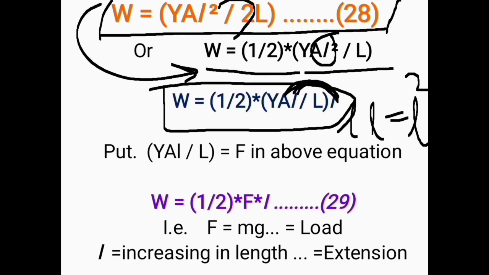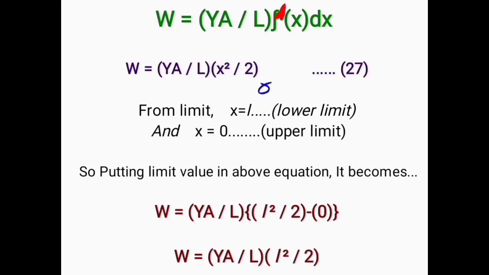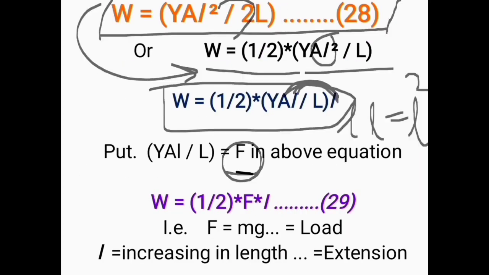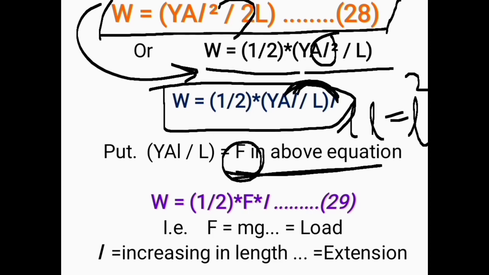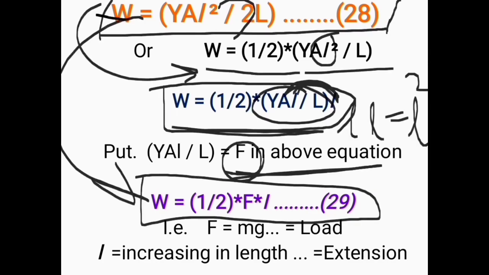And recently we have studied that Y A small l divided by capital L is nothing but the force. See here force is Y A x divided by capital L, and here x is nothing but L. When we put x equal to L, that time Y A L divided by L, that is force. So we have put it here, Y A L divided by L is force. Put this value in the above equation, then our work done comes half into force into small l, and this is equation number 29. This is a different form of the work done equation. Both are the same equation having different forms.